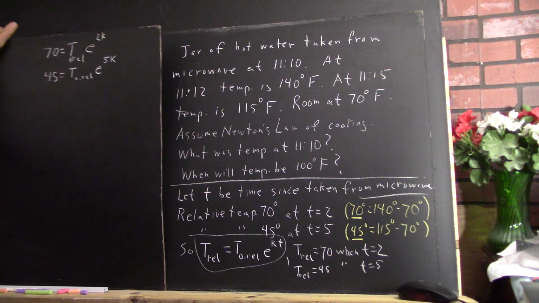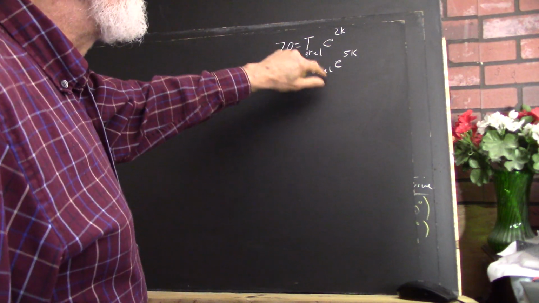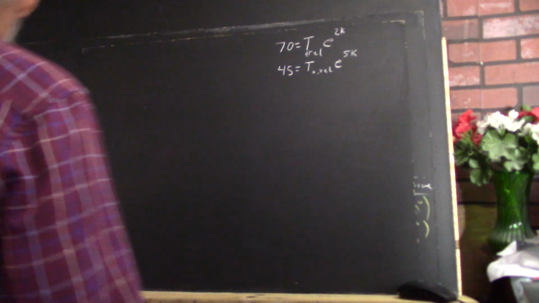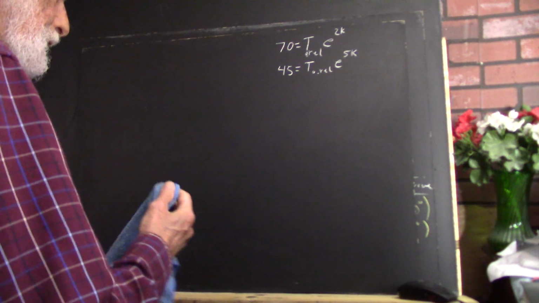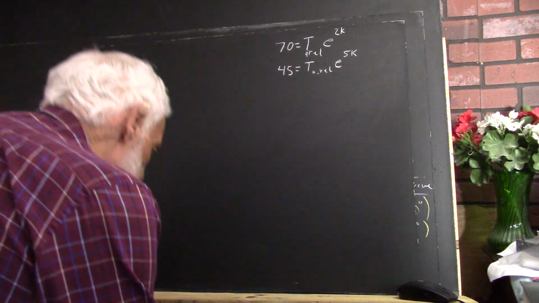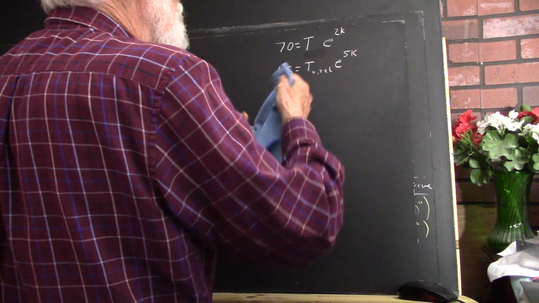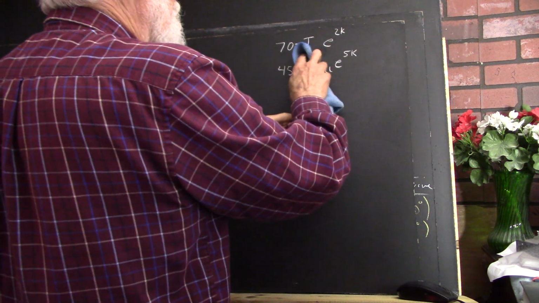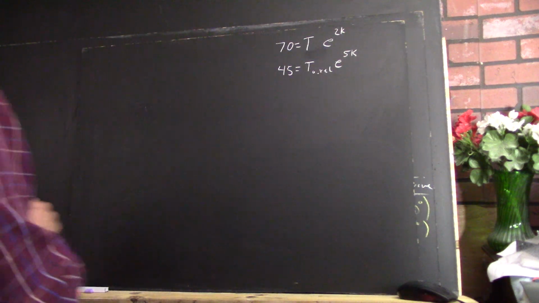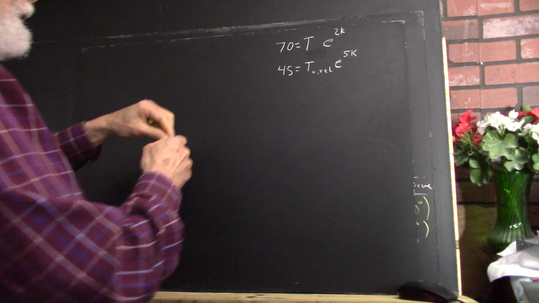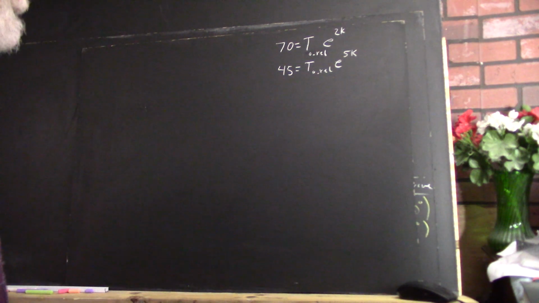Now we can easily solve to find the values of t0 rel and k. Now I wrote this t0 rel pretty badly, so I'm going to try to write it a little better here, just so we can tell that we have the same symbol here that we have here. Okay.